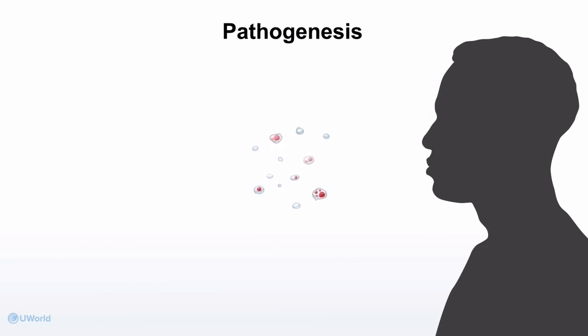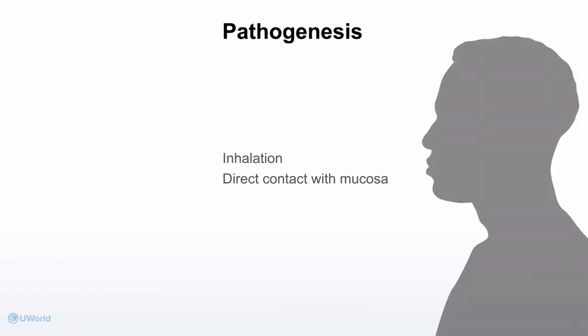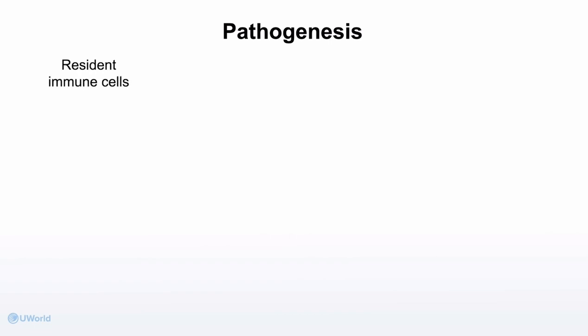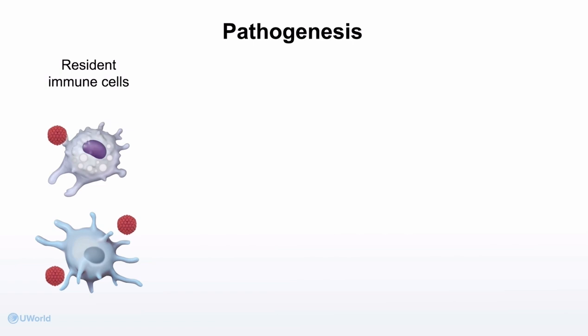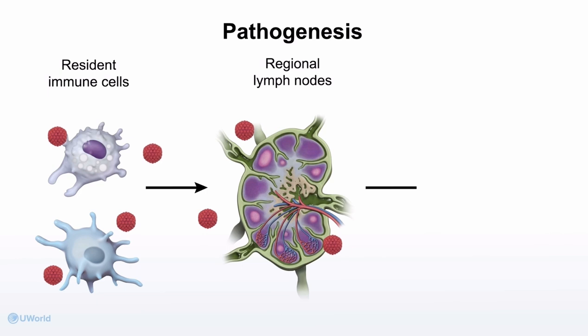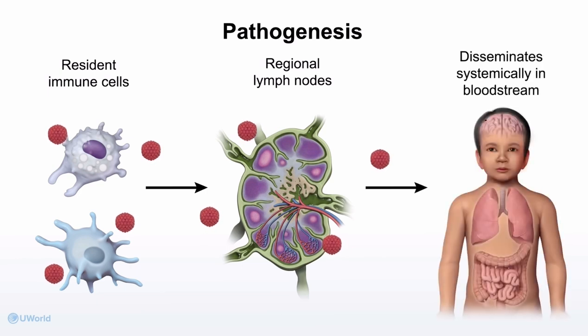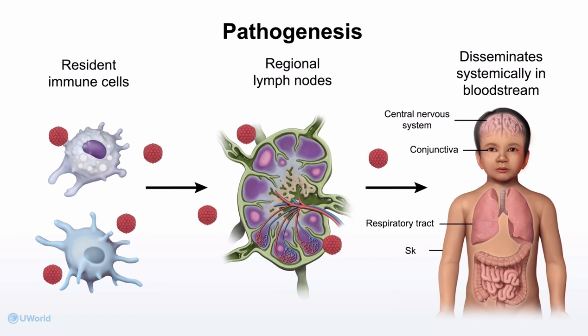It typically infects the host via inhalation of the virus, but can also enter through direct contact with a mucosal surface, such as touching the mouth or eyes. Once in the respiratory tract, it infects and replicates locally within resident immune cells, such as alveolar macrophages and dendritic cells. As the infection continues, the virus spreads to regional lymph nodes and then disseminates in the bloodstream to other organs, including the central nervous system, conjunctiva, respiratory tract, skin, and gastrointestinal system.